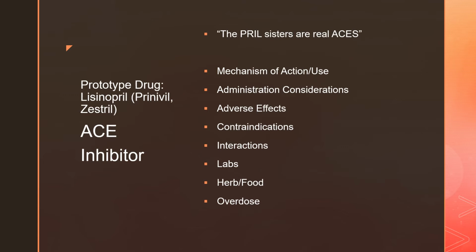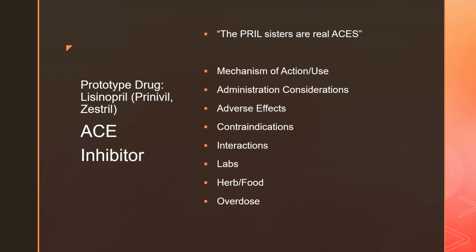A few adverse effects. We need to think about first dose hypotension. So we're starting on a new med. We could become very hypotensive when we do that. So we have to talk and teach our clients about that. This medication tends to cause a cough. We'll talk a little bit more. Can cause hyperkalemia and subsequently renal failure.